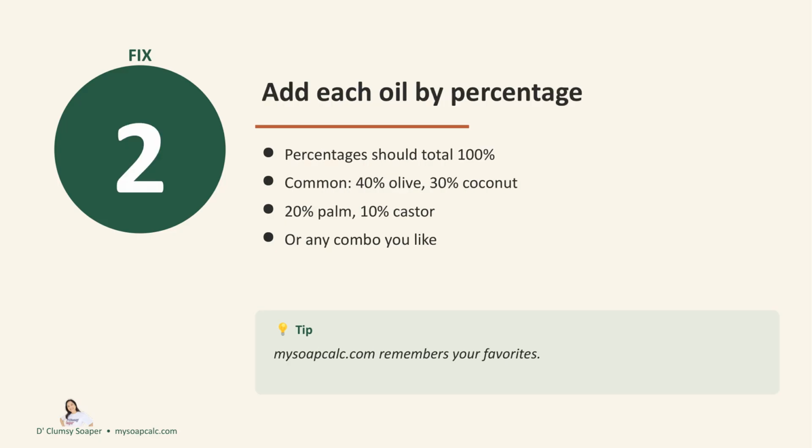Now we are looking at how to enter your oils into the calculator, and this is where your recipe really takes shape. You enter each oil as a percentage of your total oil weight, and those percentages must add up to exactly 100%. A classic starting point is 40% olive, 30% coconut, 20% palm, and 10% castor. But honestly, any combination you love works. And here is a handy thing. SoapCalc.com saves your favorite recipes, so you're not starting from scratch every time.